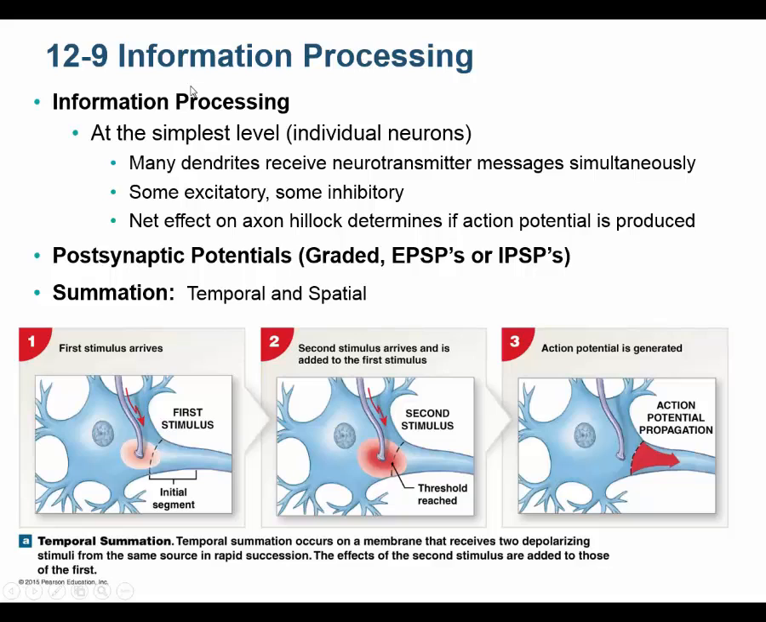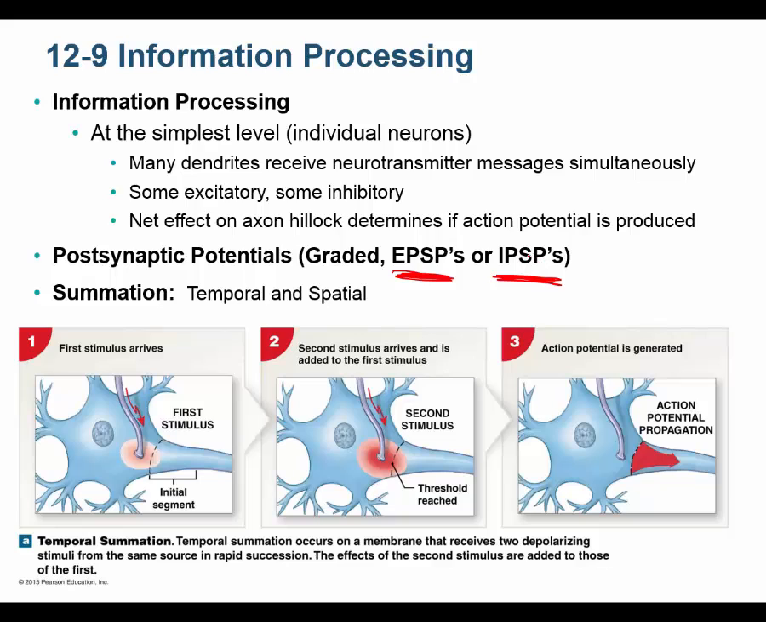All right, how do we process all this information? Well, there's a couple concepts here. And the big concept we're going to talk about is summation. I kept saying to you, if you open sodium channels, you depolarize and have an EPSP. If you open chloride channels or potassium channels, you hyperpolarize and have an IPSP. EPSPs are excitatory graded potentials. IPSPs are inhibitory graded potentials. They stand for excitatory postsynaptic potential and inhibitory postsynaptic potential.